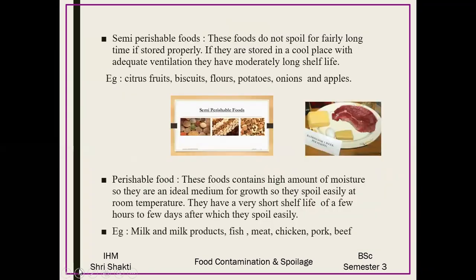Talking about semi-perishable food, they do not spoil for about 10 to 15 days if stored in a cool, dry place. Examples: citrus fruits, biscuits, flour, potatoes, onions, and apples. Next is the perishable food. This food spoils within 4 hours. They reach the danger zone temperature, that is 4 to 63 degrees Celsius. So this food has to be stored carefully in a refrigerator or a deep freezer. Examples: milk and milk products like butter, cheese, fish, meat, chicken, pork, beef, etc.